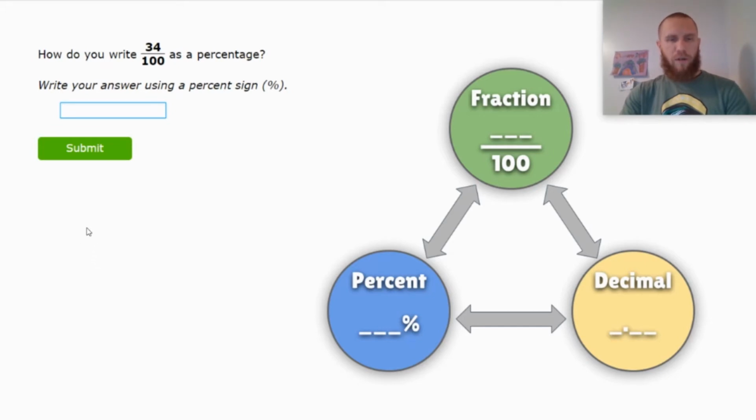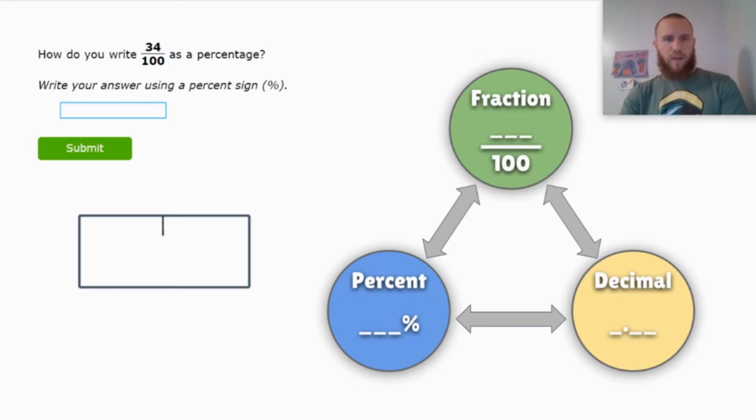Now I'm going to draw a picture of what that looks like. So if this right here is about 50% right in the middle, and this is about 25% right here, then that must mean that 34 out of 100, 34%, is a little bit past 25, but not quite up to 50. So I'm going to say that it's about to here. Okay, so let me shade this in. This is a very rough estimate of approximately how much 34% is, but I know just by looking at this, because 34 out of 100 is the same as 34%, so I'm going to write 34%.